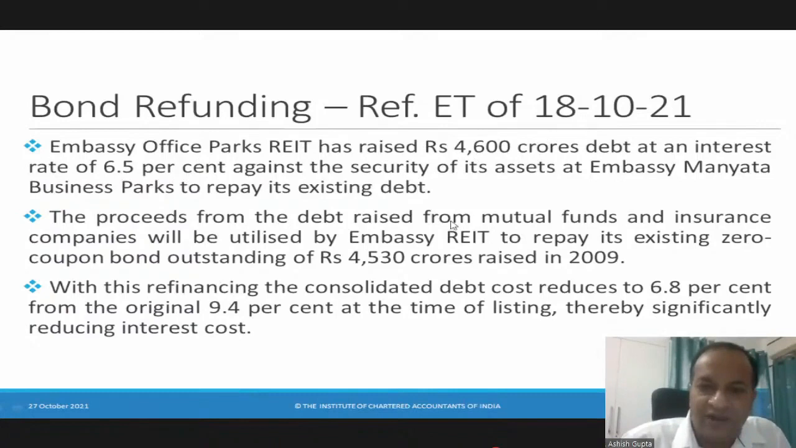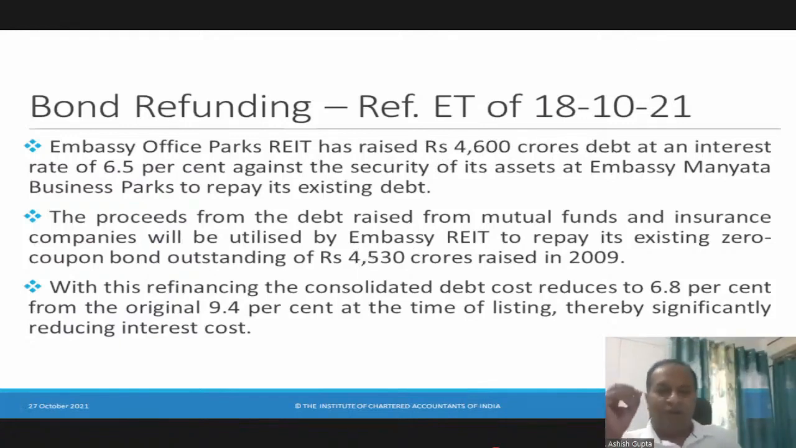The proceeds from the debt raised from mutual funds and insurance companies will be utilized by Embassy REIT to repay its existing zero coupon bond. They had raised 200 in 2009, somewhere around this amount, so they will use this amount to refund that amount. Of course, there is a difference of 70 crore, which can be on account of flotation cost, etc. With this refinancing, the consolidated debt cost reduces to 6.8% from the original 9.4%, thereby significantly reducing the interest cost.